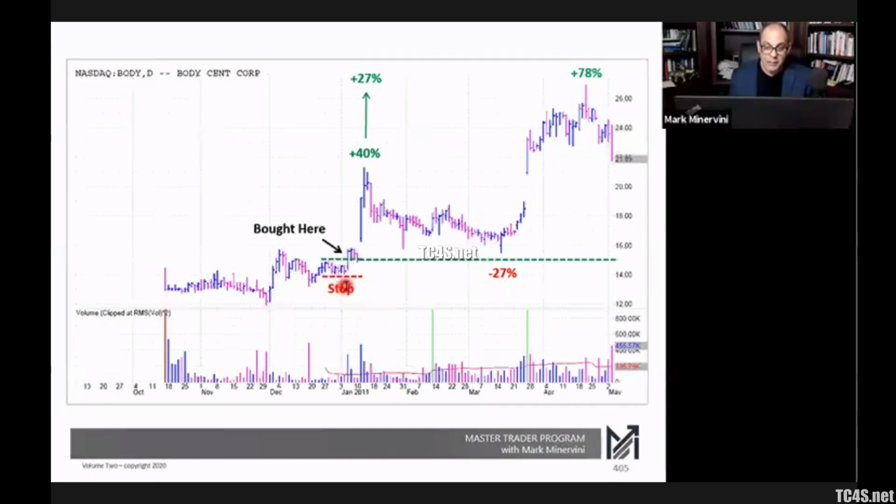And then the stock happened, I checked and it happened to be set up perfectly. I bought it, and then it just rocketed off, up 40% in a very short period of time. I sold right into that. Now, had I not, again, this stock went up to close to 80%, 78%.